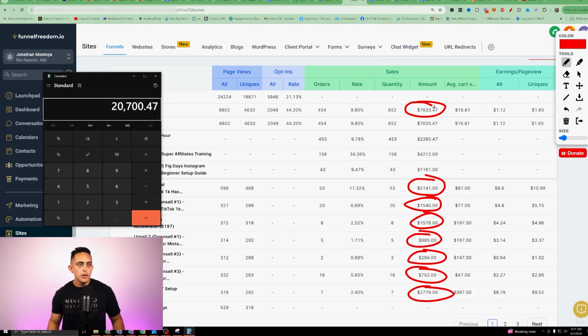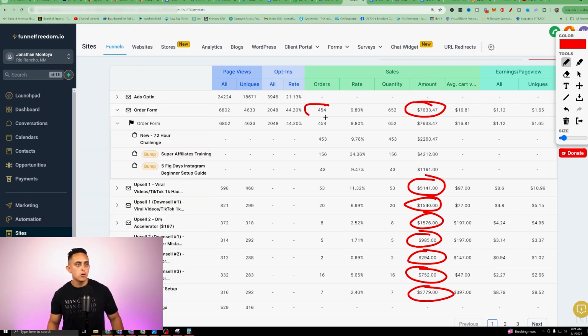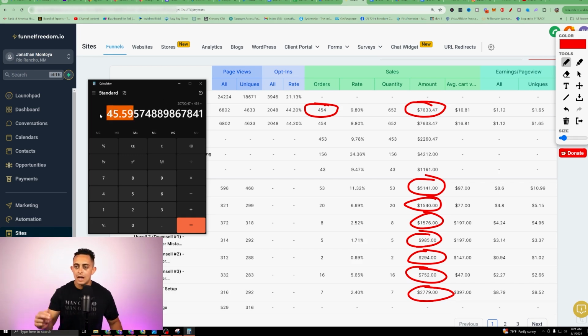Now, if I add up all the numbers circled, it gives me a total of $20,700, okay? So what I want to do now is divide that by the number of orders. So the total number of orders is 454. This is how many $5 purchases people bought, or whatever the price is of your SLO. So that being said, we divide that $20,700 by 454, and that's a $45 average cart value, okay?